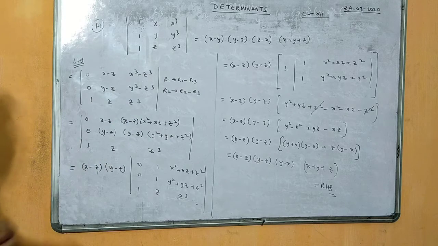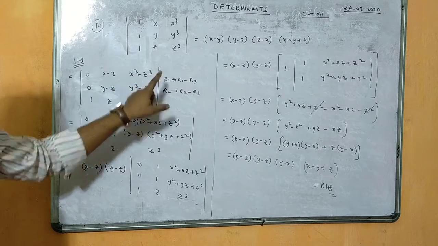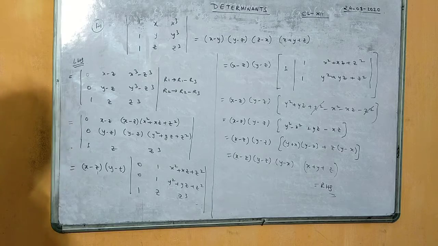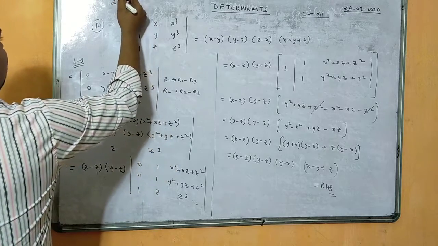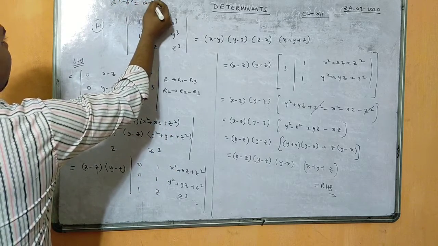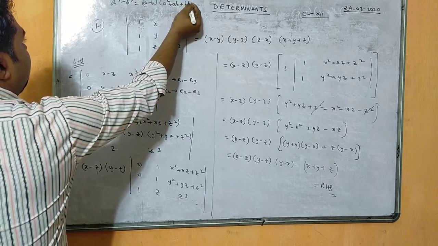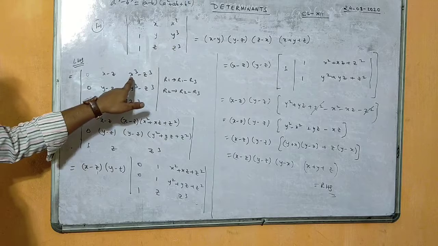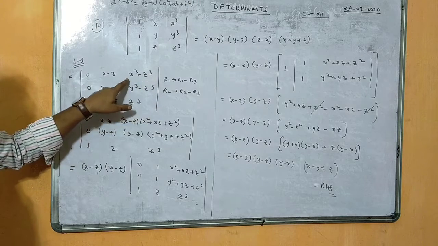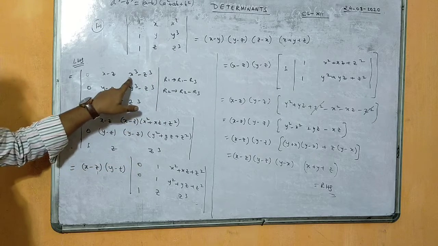Now you note down here we have x cube minus z cube, that means a cube minus b cube. The a cube minus b cube formula is a minus b, a square plus ab plus b square. Similarly x cube minus z cube we can write as a minus b, that is x minus z.